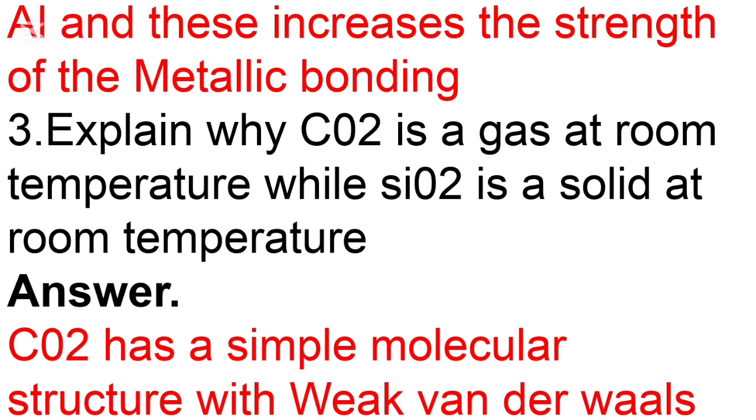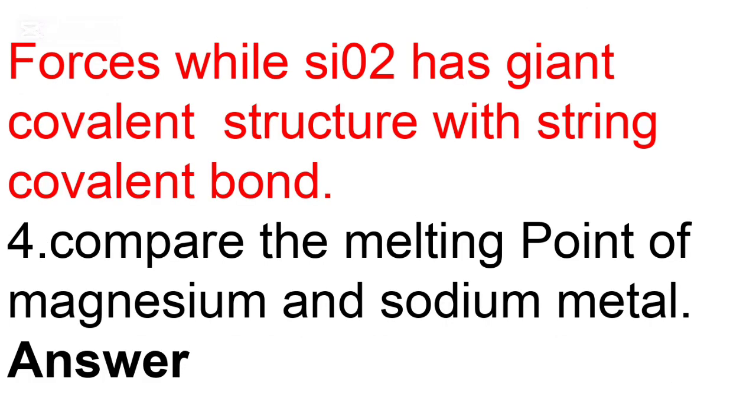Question number 3. Explain why carbon(IV) oxide is a gas at room temperature while silicon oxide is a solid at room temperature? Now the answer is carbon(IV) oxide has simple molecular structure with weak van der Waals forces, while silicon(IV) oxide has giant covalent structure with strong covalent bonds.